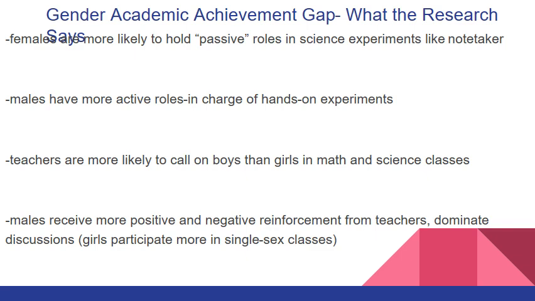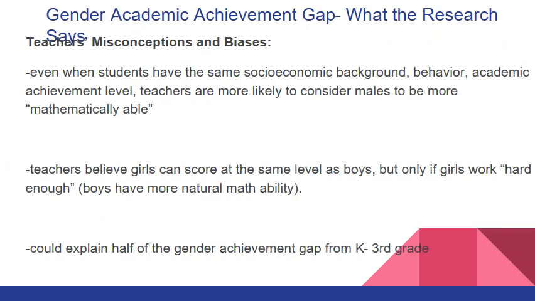classroom discussions. Research also shows that teachers, unfortunately, have misconceptions and biases when it comes to the abilities of different genders. So even when students have the same socioeconomic background, behavior, history, and academic achievement level, teachers are more likely to consider that males have more mathematical abilities.